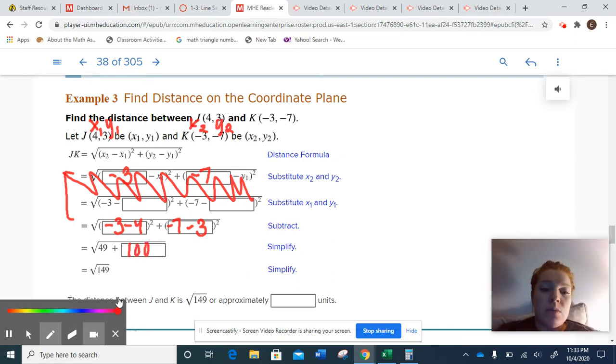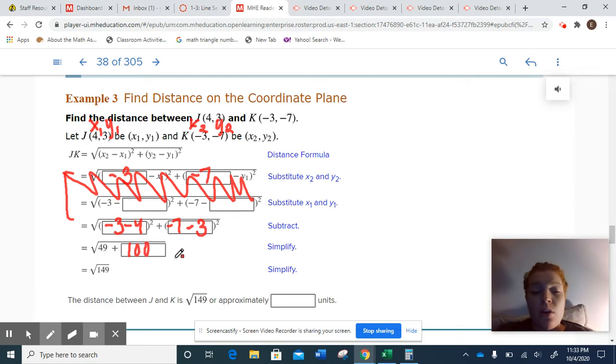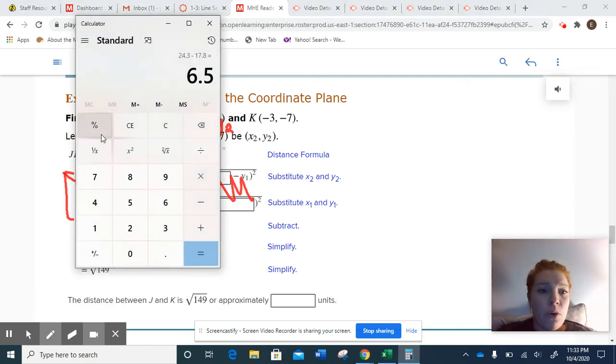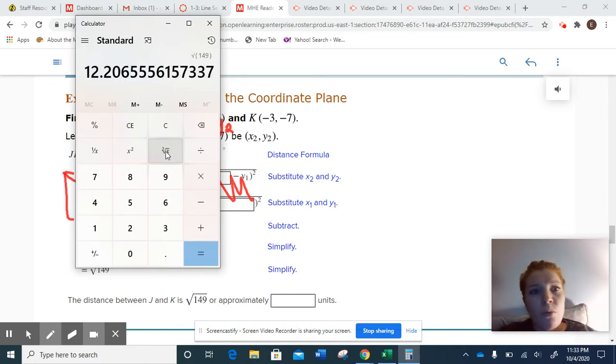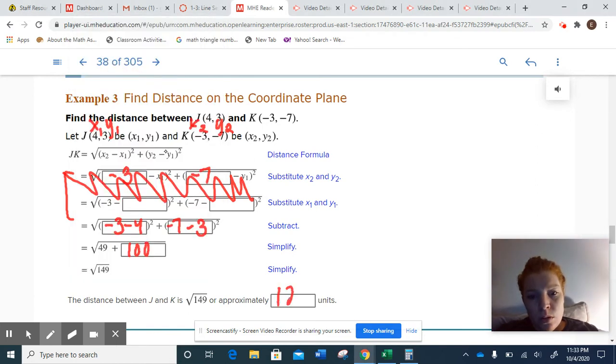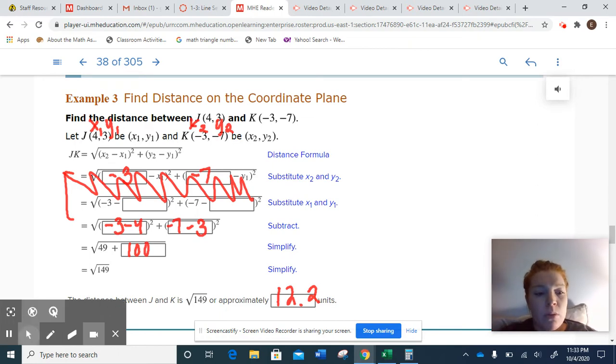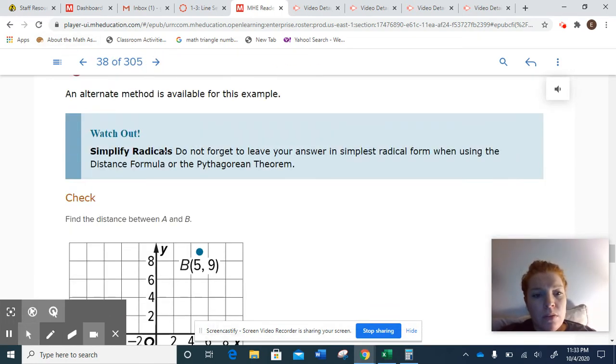And then it says the distance. So 149 is not a nice number to square root, but they'll probably ask you for the decimal version. So we're going to go ahead and put in the square root of 149, which is 12.2. Okay. If you don't get a nice number to square root. Let's see if there's another one.